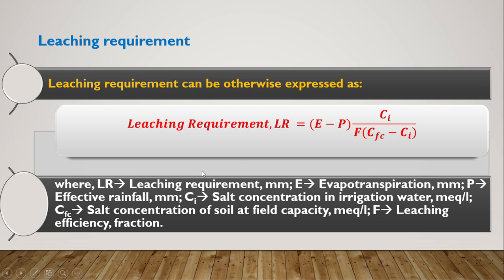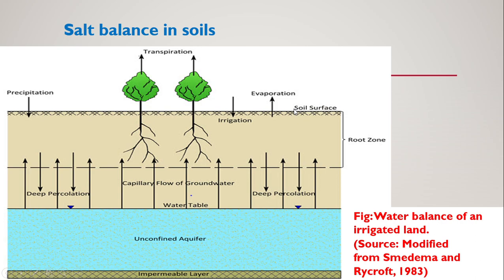Ci), where Ci is the salt concentration in irrigation water, CFC is the salt concentration in the soil at field capacity, and F is the leaching efficiency. E and P are evapotranspiration and precipitation. So this is the equation used. P is effective precipitation, which is used by the root zone of the crop. So this is the equation used for finding the leaching requirement of the crop.